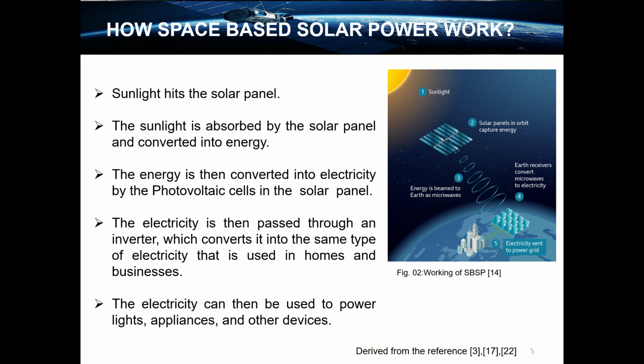The generated DC electricity is then transmitted through an inverter. The inverter transforms DC electricity into AC, aligning it with the type commonly used in residential and commercial settings. The converted electricity is now suitable for powering various electrical devices, including lighting, appliances and other everyday electronics.